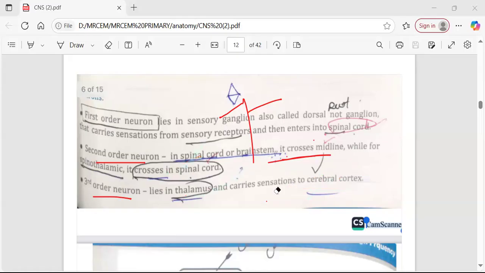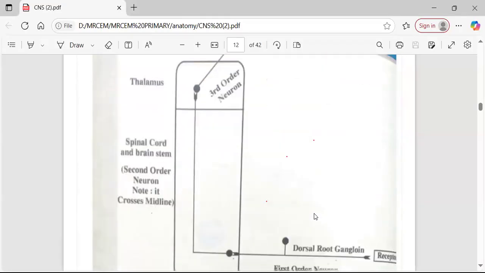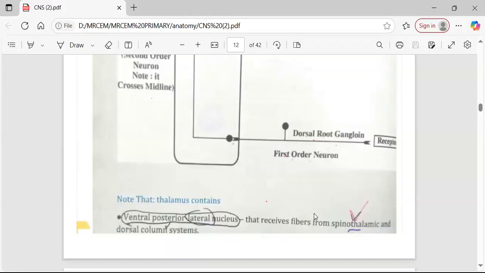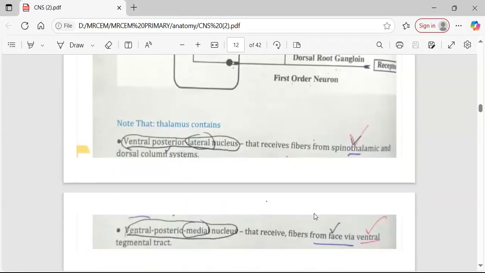action occurs from the cerebral cortex. That's the understanding.